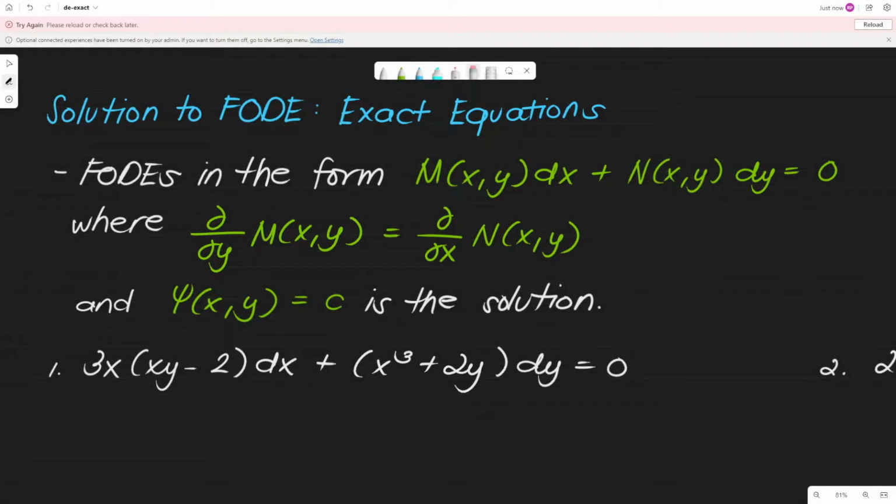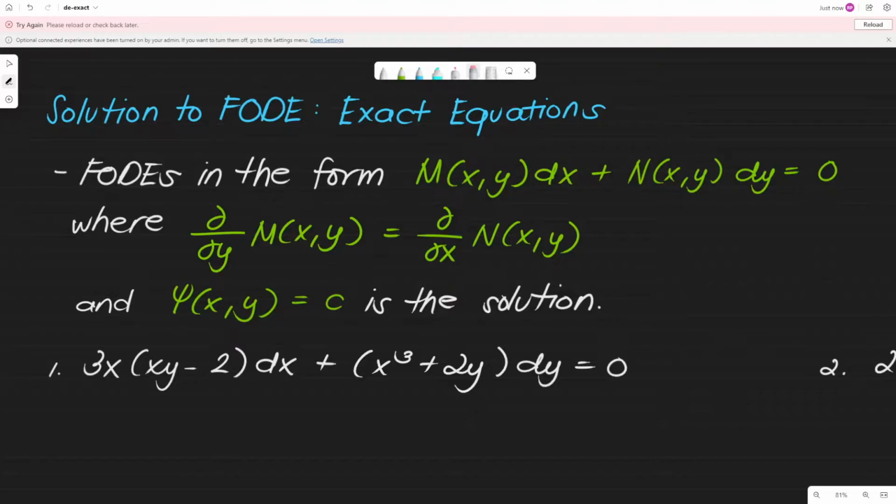So, hi friends. Today we will discuss the next topic, the solutions to first order differential equations, which is exact equations. So, basically, the differential equations in the form of M of xy dx plus N of xy dy is equal to 0. So that is the form of our exact equation.